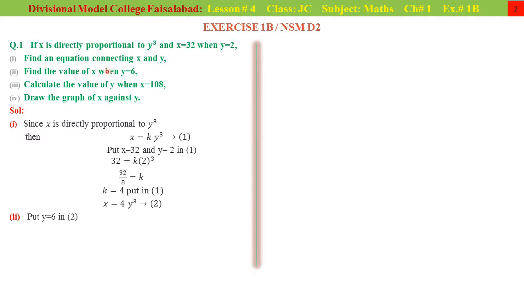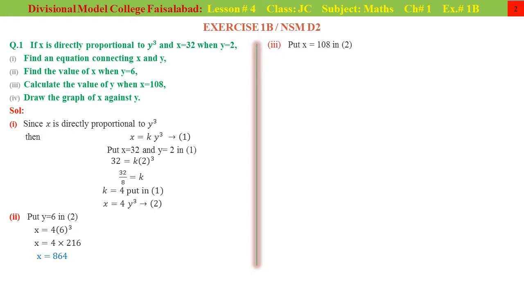In part 2 we will put y is equal to 6 to find the value of x in equation number 2. When we put y is equal to 6 here, we get x is equal to 4 into 6 raised to power 3, 6 cube, and 6 cube is 216. So this will give us x is equal to 4 into 216. Multiplying 216 by 4, you will get x is equal to 864. So this is the answer of part 2. When y is equal to 6, we get the value of x, which is 864.